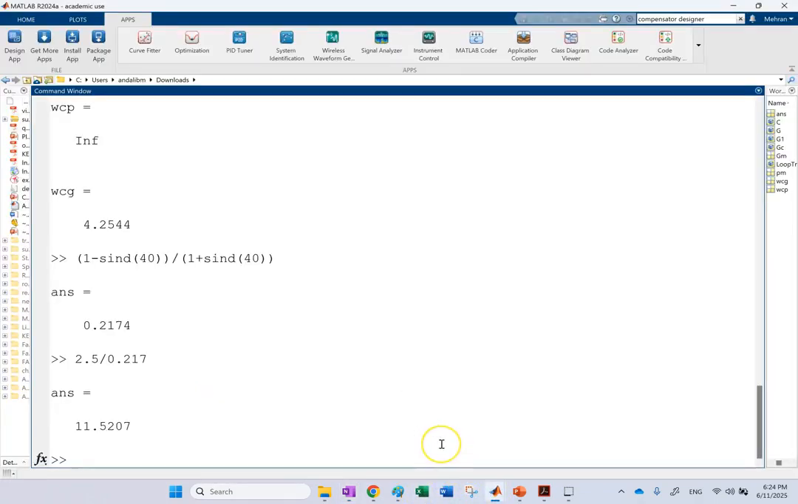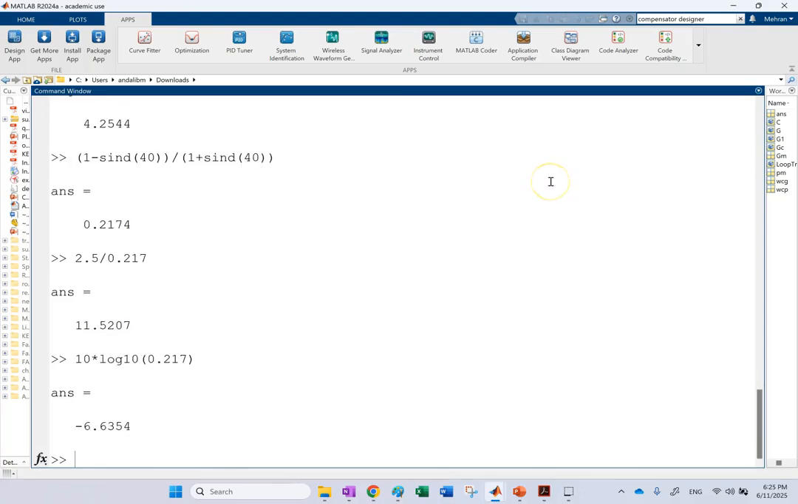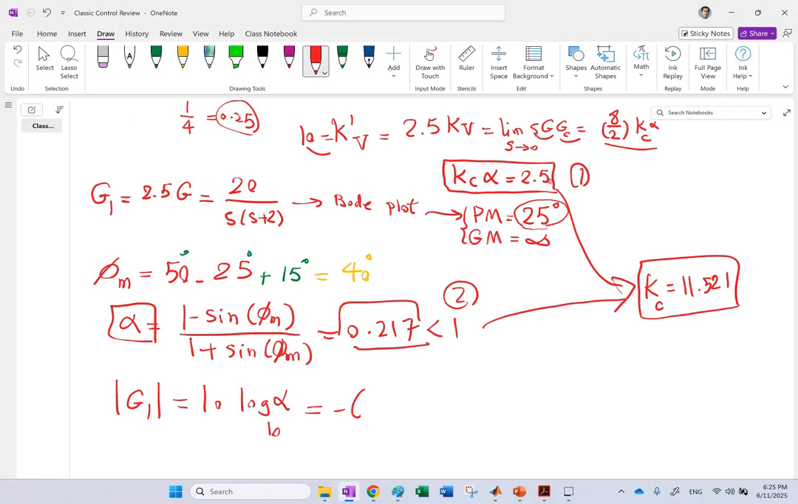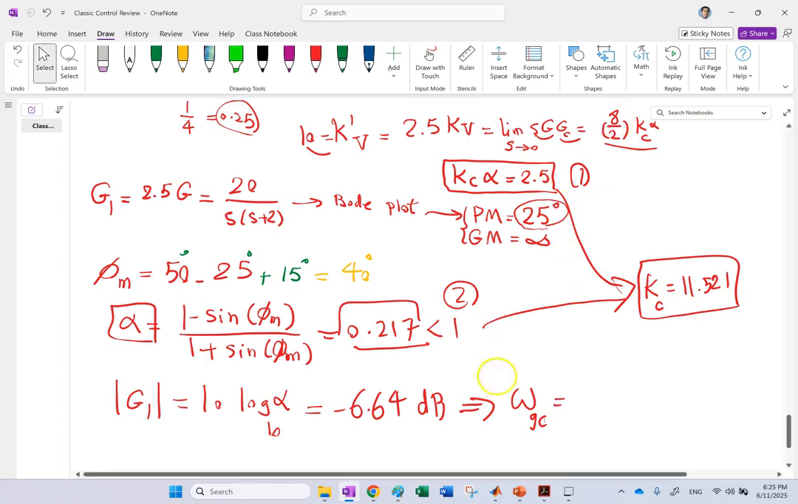Now, how much is that number? First, let's find it. So 10 times log 10 of this 0.217, right? It is negative 6.6364 decibel. So let's see at what frequency, this is going to be the new gain crossover frequency, at what frequency you have such decibel, negative 6.64.